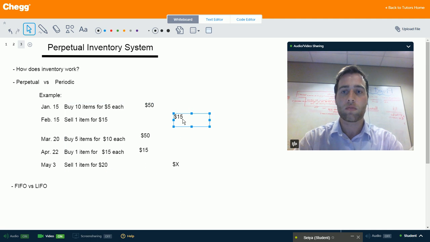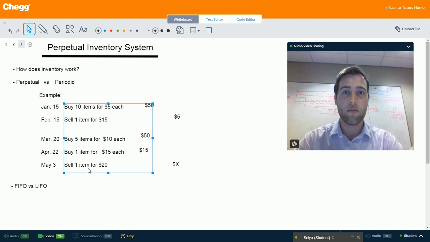So we know that the cost of goods sold is going to equal 1 times the cost of that box. So I'm actually going to change this to $5 because it's 1 times 5, and that's the cost of goods sold, $5. So then we buy more items, and again we sell one for 20 now.